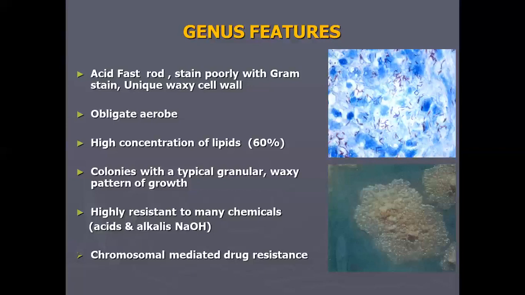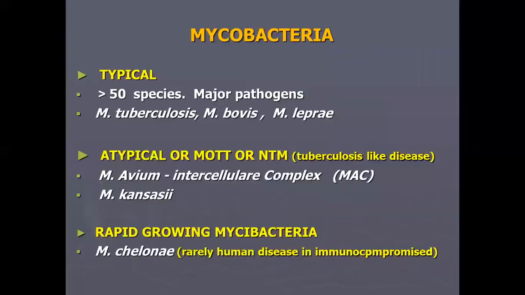So, the acid-fast microorganism has high contents of lipids, granular colonies on the egg-based medium, is highly resistant to acids and alkalis, and the MDR strains have their resistance genes present on the chromosome of the organism.